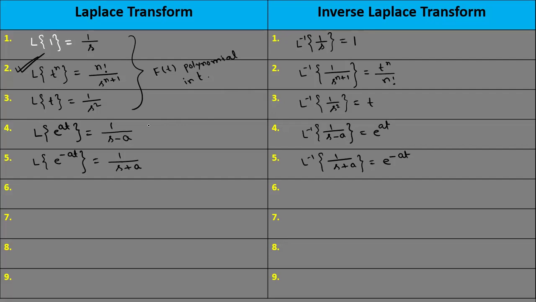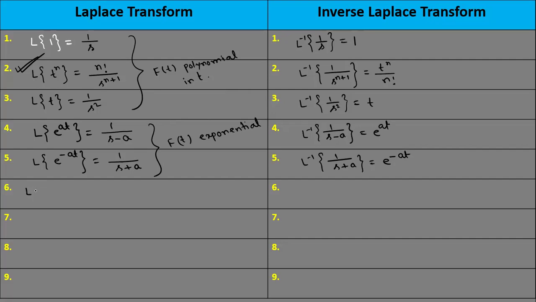Clear? Obviously, these two formulas we can use when the given function f of t is in exponential form. Clear? So the first three formulas are for when f of t is polynomial form. Now the fourth and fifth formulas are for when f of t is in exponential form. Now number 6, let's say trigonometric form.